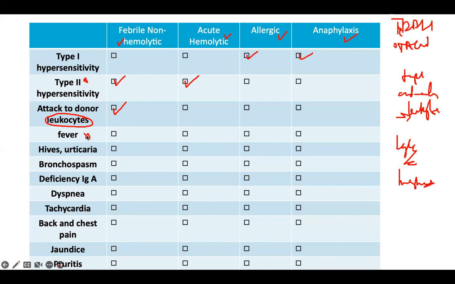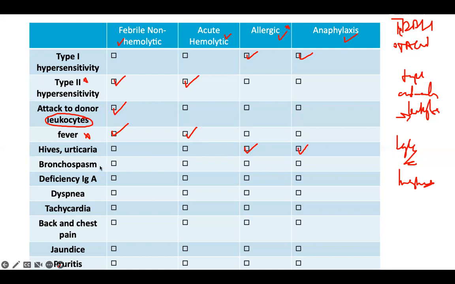In fever, you can figure it out because this usually involves febrile and hemolytic. There's type 2 hypersensitivity, and with attack on the leukocyte, yes, this will have fever. And then the acute hemolytic people can also have some fever. Hives and urticaria, yes, you expect that because it involves an IgE response, which is an allergic response, and anaphylactic. Anaphylactic is the severe form of allergic response.